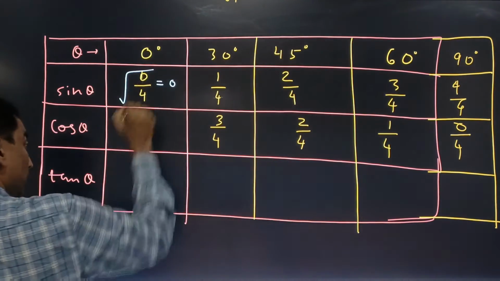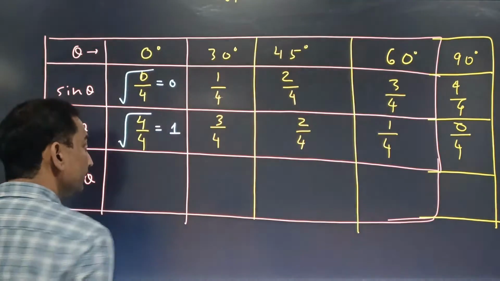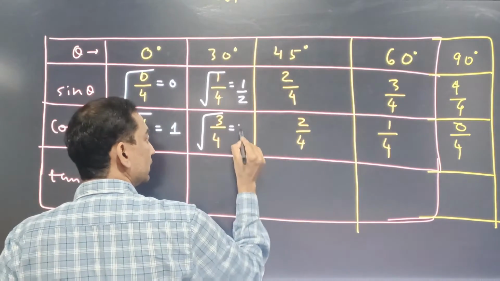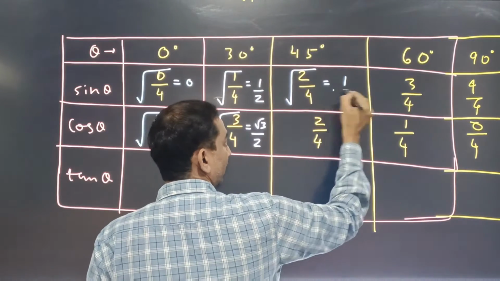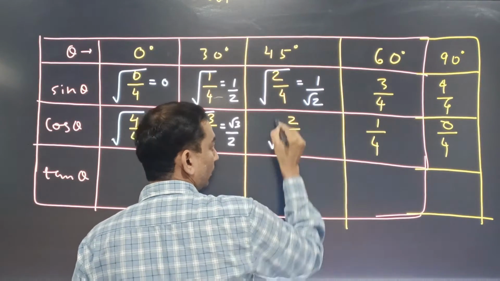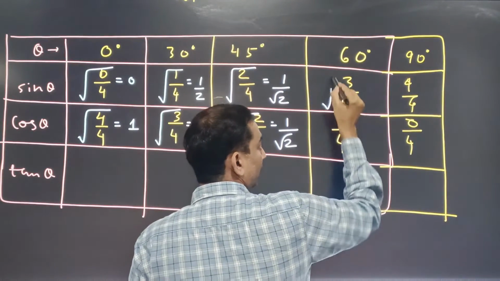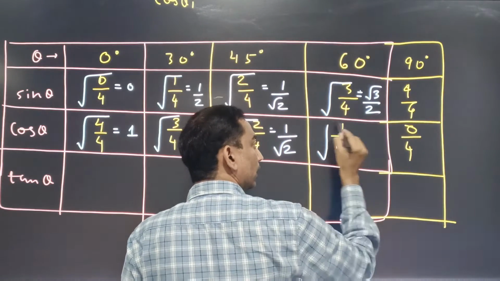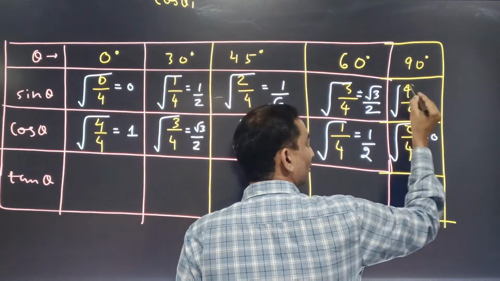This answer is going to be 0, because 0 divided by any number is 0. This is 4 by 4, that is 1, and under root of 1 is 1. If I take the under root, this answer is going to be 1 by 2. Under root of this is root 3 by 2, and this is 1 by root 2, because 1 by 2 and then the square root, right? This is again 1 by root 2. Now over here, if I take the root, that will be under root of 3 divided by 2. This is 1 by 2. Under root of this is going to be 0. Under root of this is going to be 1.